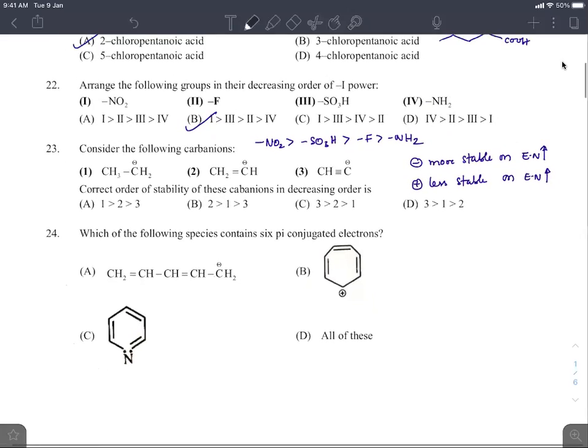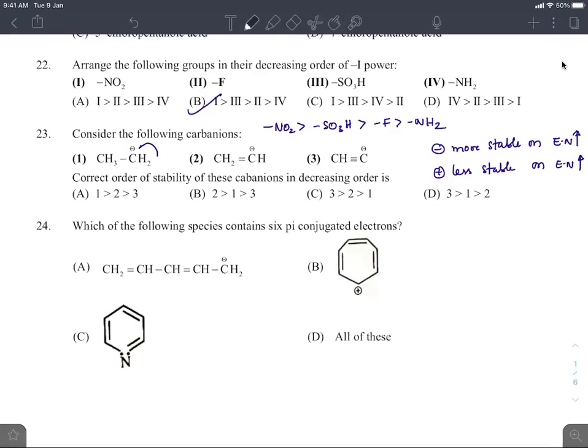Electronegativity can be found out on the basis of what is the bonding it has. This carbon has sp3, this has sp2, this is sp carbon. Higher the s character, more is the electronegativity. So third one will have more electronegativity. So this can handle negative charge better than this one, than this one. So 3, 2, 1. That should be the order.